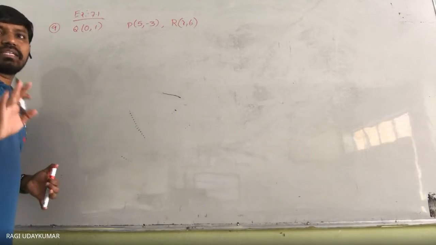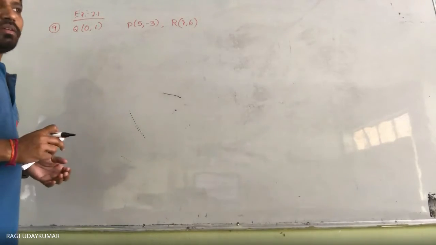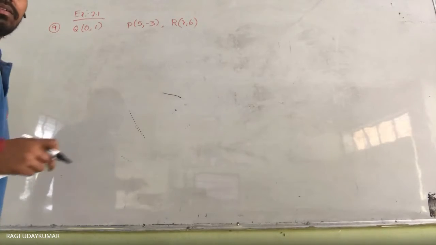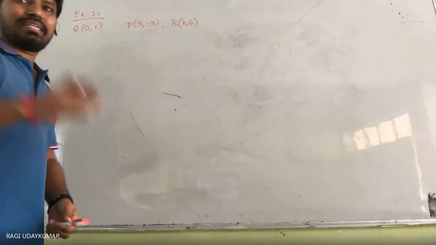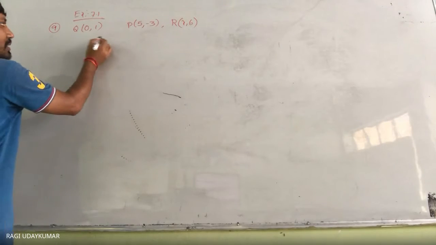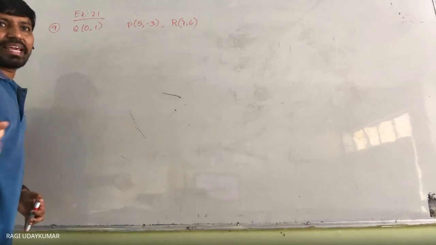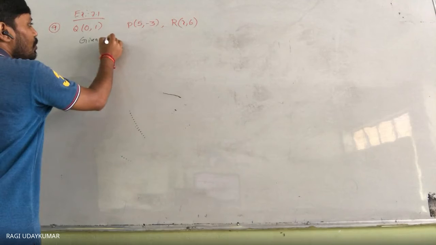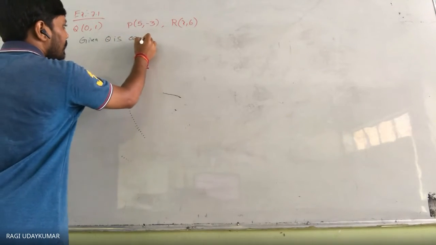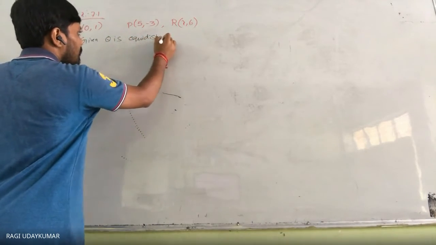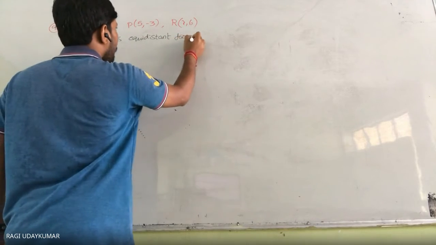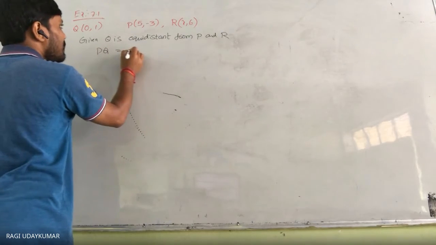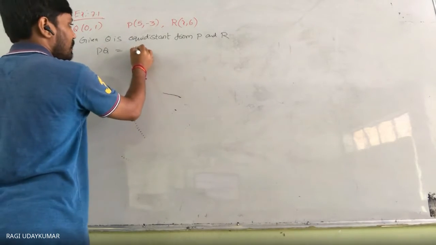Already we have solved the same model problem. Can you solve it? Yes, sir. Okay, time is also there, then I am going to explain to you. ज़्यादा explain नहीं करूँगा, just a solution दे दूँगा. So given Q is equidistant from P and R, so that is nothing but PQ is equal to QR.